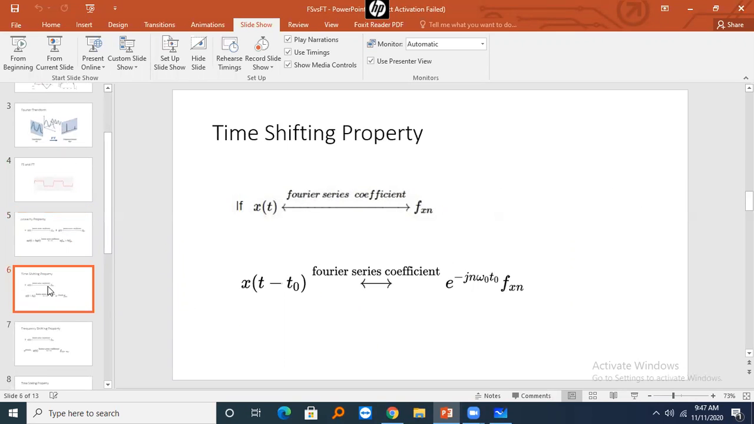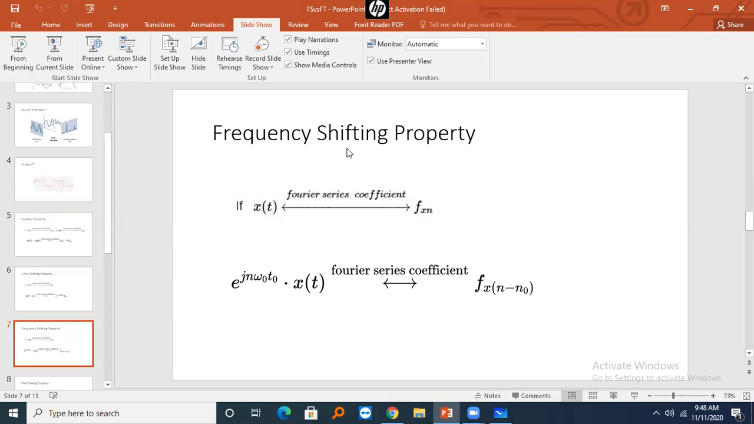So the time shifting property. Here we can say x of t minus t naught. This is a time shifting. We can clearly see here. So after Fourier series, we get e to the power minus jn omega naught t naught fxn.